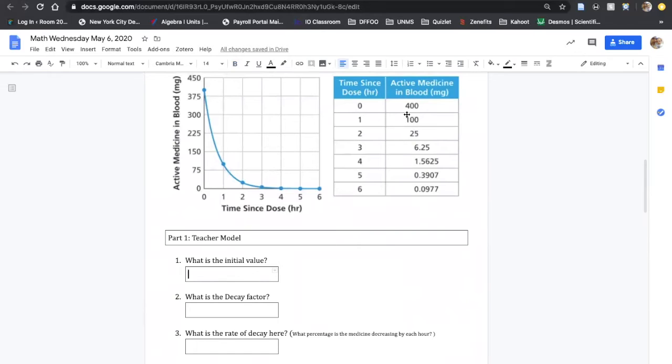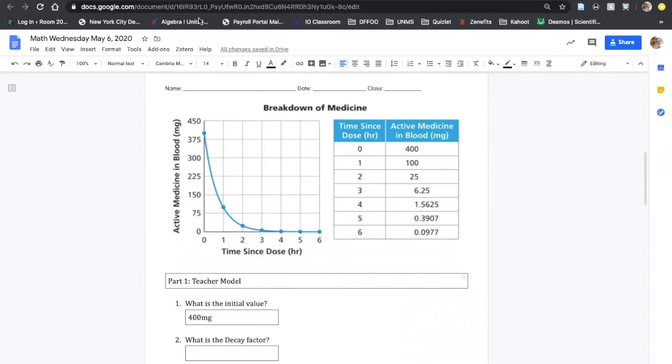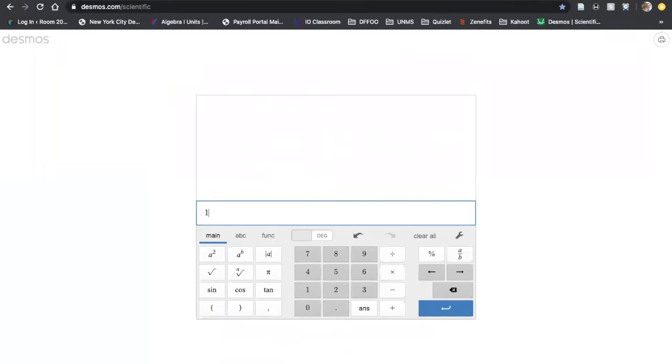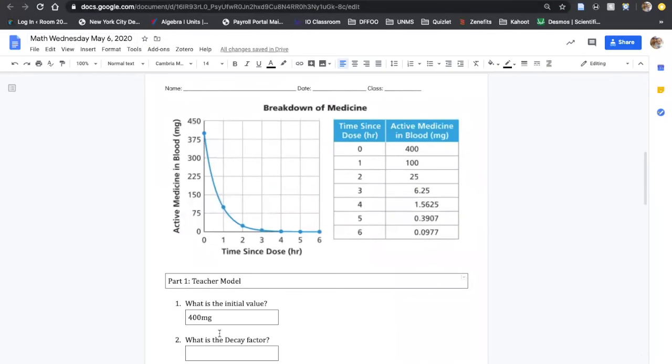So the initial value is always the same. I'm looking for time 0. 400 milligrams is how much we started with in the dog's blood. Now, the decay factor is found the same way we find the growth factor. I want to figure out what I am multiplying 400 by to get to 100. And the way that I do that is by dividing. So in a calculator, all I need to do is 100 divided by 400. I see 0.25.